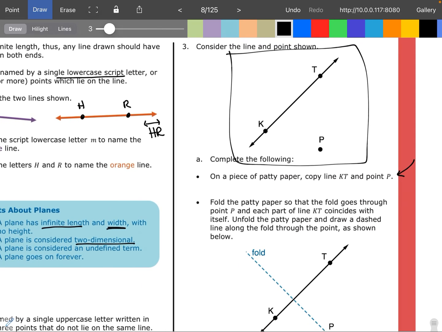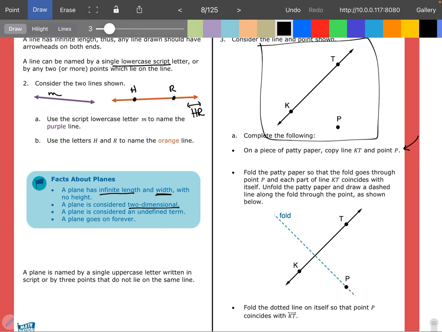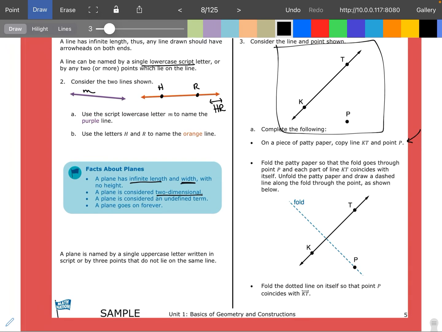Okay, now here's where it's going to get a little bit difficult. And I think what I'm going to do is pause the video and allow you to read the directions, and you're going to fold and all of that good stuff. Please know that the students in class did have difficulty with the folding of that. I guess following directions was a little bit difficult with it because, first of all, we've never used patty paper before. But after you've copied that, you're going to fold through point P onto line KT. So you should have a fold that looks like so down at the bottom.